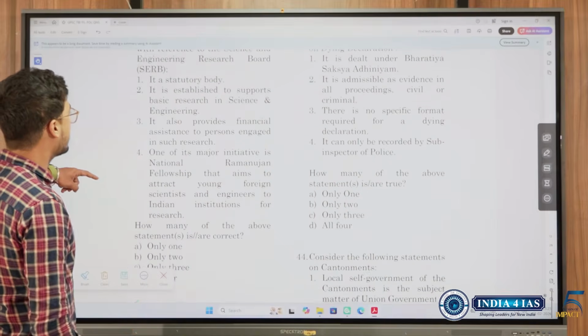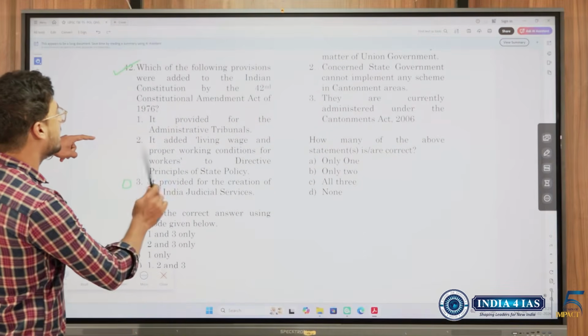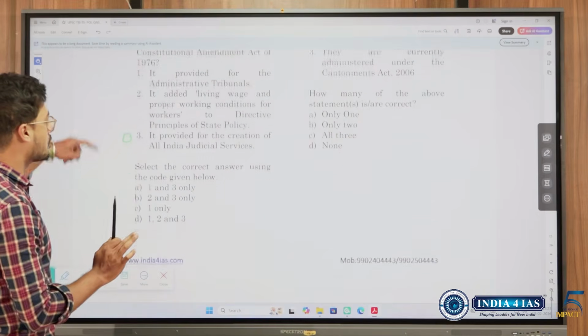This is a science and engineering research body. I'll skip. Constitutional Amendment 1976, 42nd Amendment, you should know.